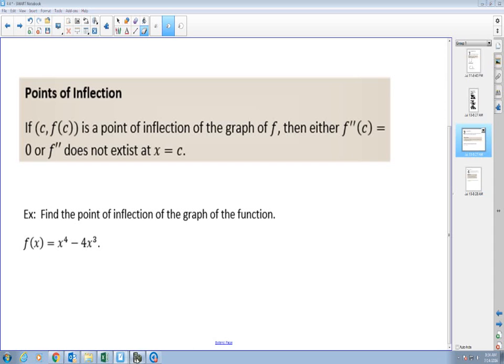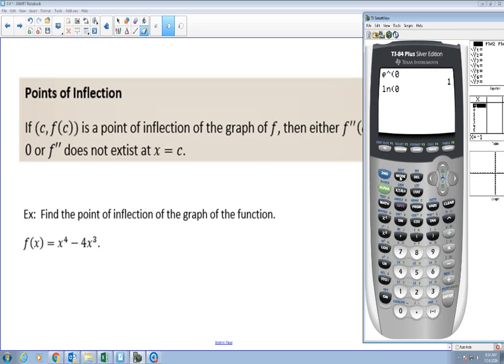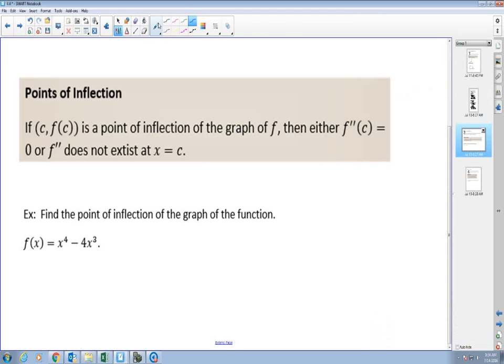So I'm going to first graph this function: x to the 4th minus 4x to the 3rd. Here's my polynomial function. This graph goes down and then curves back up. I'm going to leave it on my calculator. Let's do my derivative. My first f prime of x is going to be 4x to the 3rd minus 12x squared.